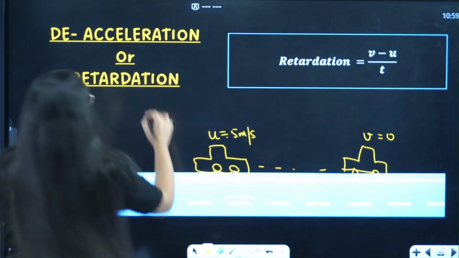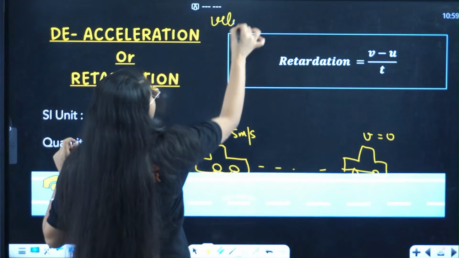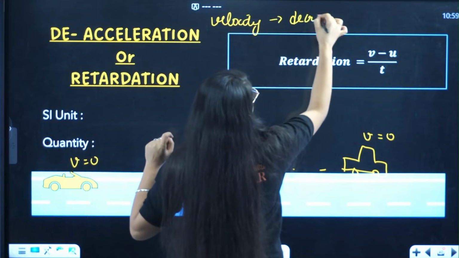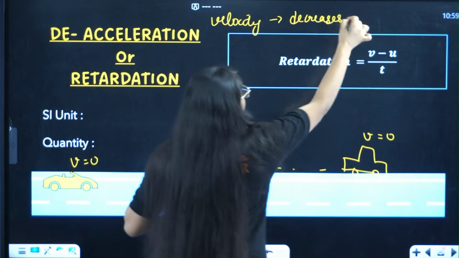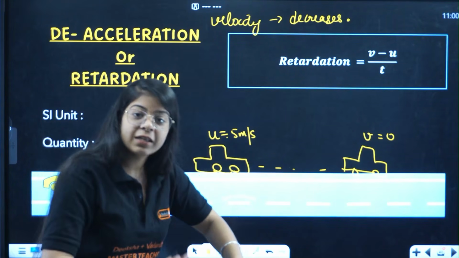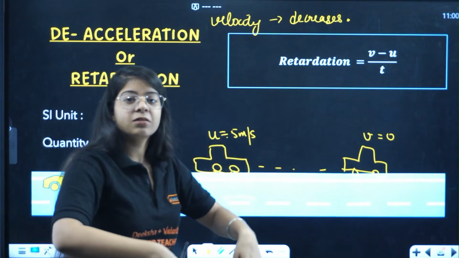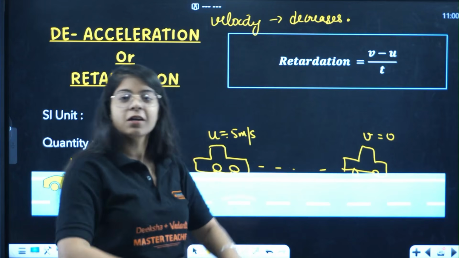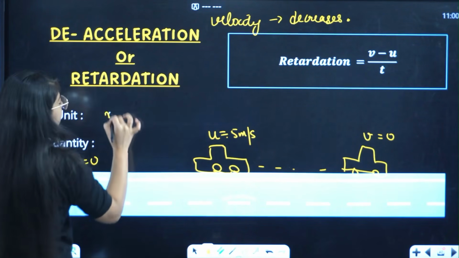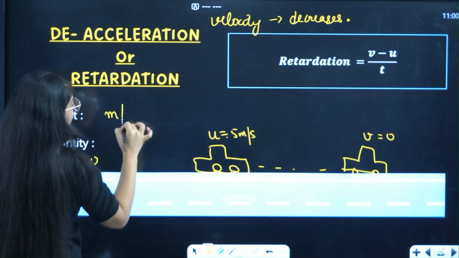When velocity decreases, it is called retardation. When velocity increases, it's acceleration. When it decreases, it's retardation, like when your car stopped. Okay? So this is the whole point. Again, the SI unit will remain the same, meter per second square.